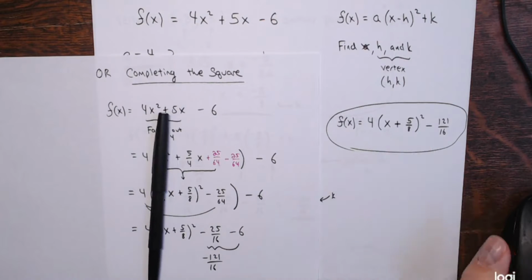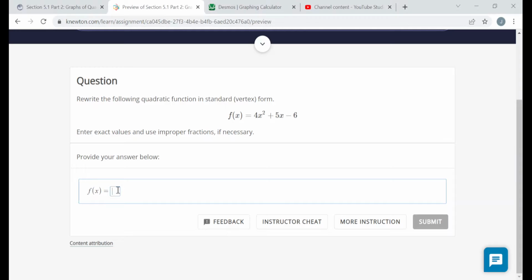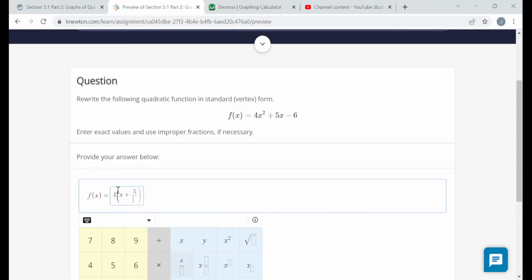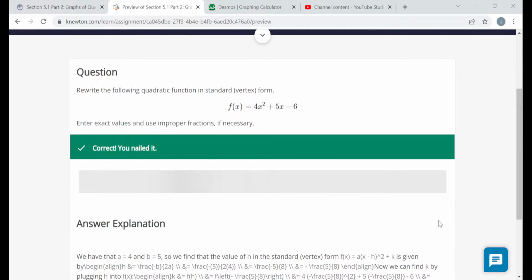So I know what I want to enter now. This one is in standard form, or they want it in standard form. So we have f of x equals 4 times the quantity x plus 5/8 squared, and then minus 121/16. And that should be good. Great.